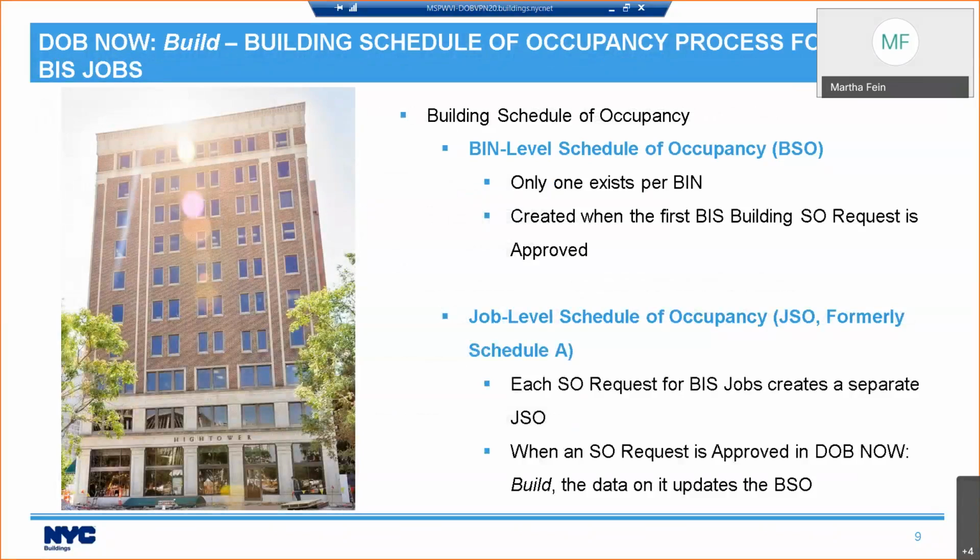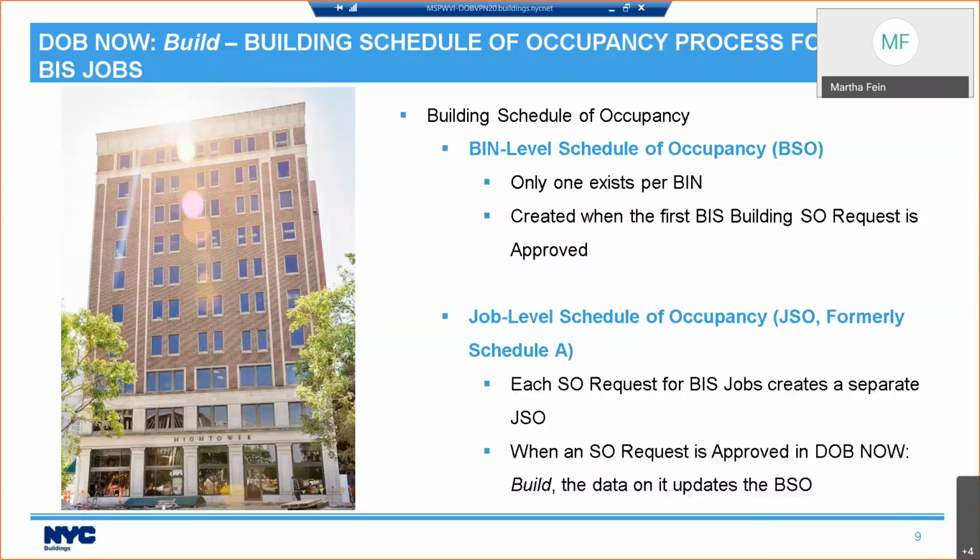So I mentioned that there's two levels of schedules of occupancy. There's the bin level schedule of occupancy and the job level schedule of occupancy. And let me explain what they are and the reason that they exist. There is only one bin level schedule of occupancy per bin. And it gets created the first time someone submits a schedule of occupancy request for a building.